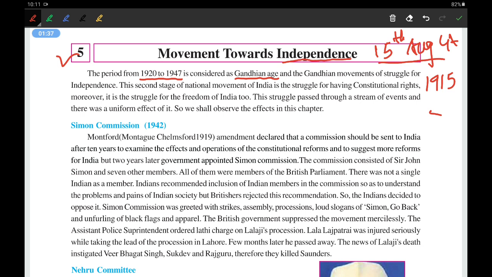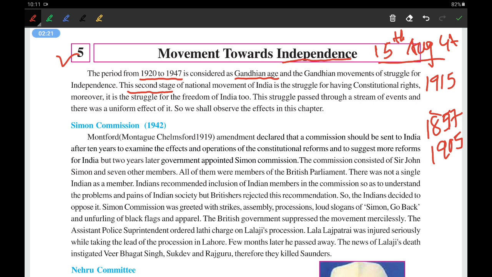This is considered the second stage. Now from 1857, when the national movement first happened against the Britishers, actually not the Britishers but the East India Company, till 1905, the division of Bengal, that is termed the first stage. And this is termed the second stage of the Indian national movement.